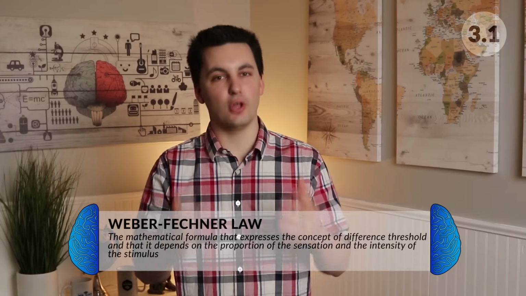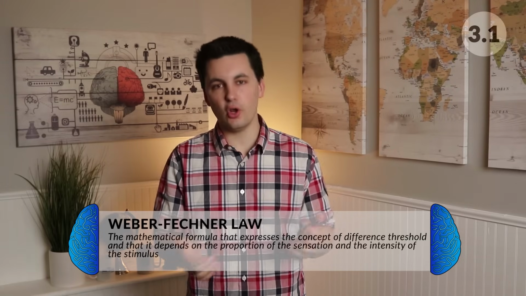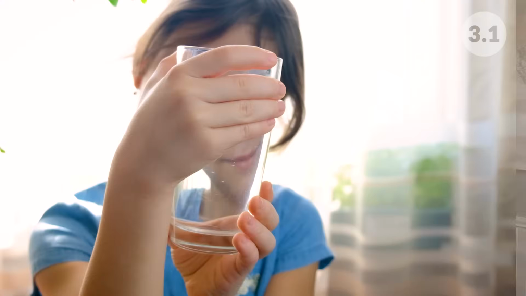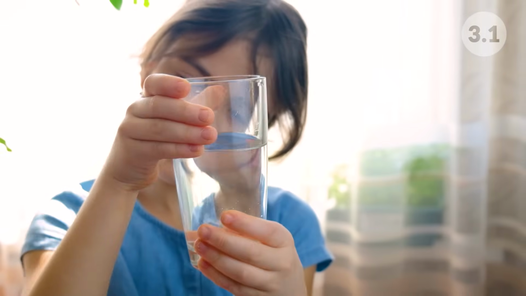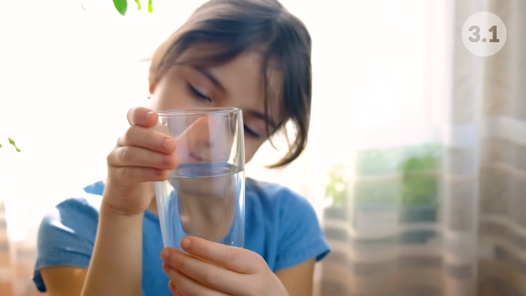To best understand the difference threshold, we can look at Weber-Fechner's law. This is the idea that for us to notice a difference between two stimuli, the two stimuli must differ by a constant percent, not a constant amount. For example, if I drop one drop of water in an empty glass, you'll be able to tell that there's one drop of water in that glass. But if I have a glass that's half full and I add one more drop of water, you won't be able to tell that the glass is any more full.